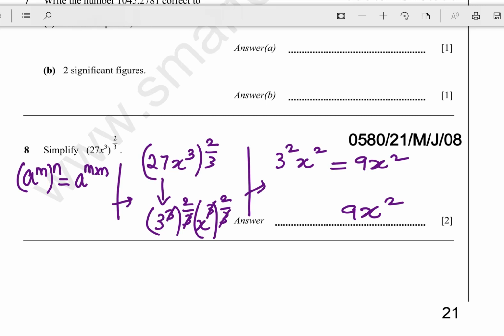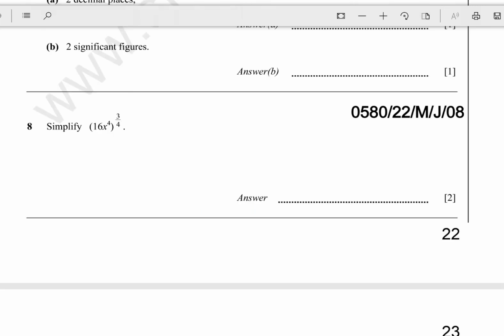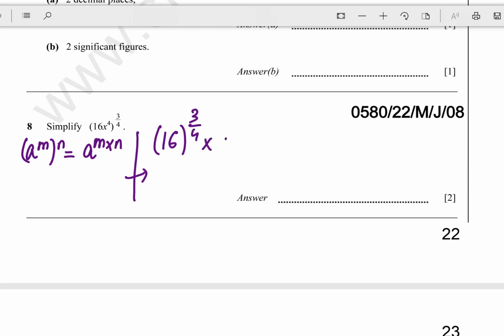Okay, let's take another example. This question has been taken from May June 2008, that's paper 2-2 and question number 8. Again, this looks like a raised to m the whole raised to n is equal to a raised to m into n. So let's see how we can apply this rule. So let's separate the number and the variable. So 16 raised to 3 upon 4 into x raised to 4 the whole raised to 3 upon 4. 4 gets cancelled. So 16 can be written as 2 raised to 4. I can do that, yes.